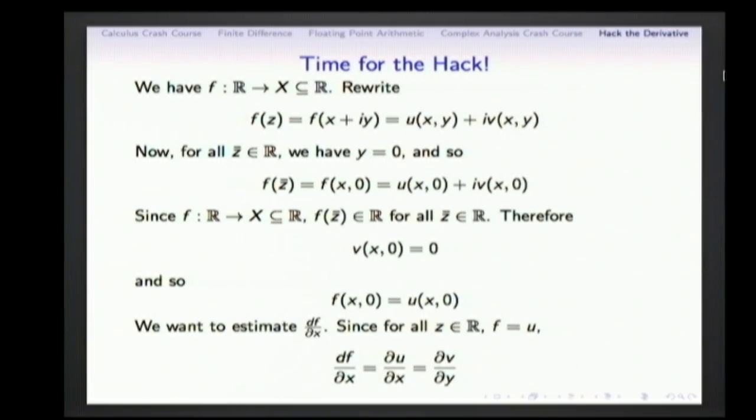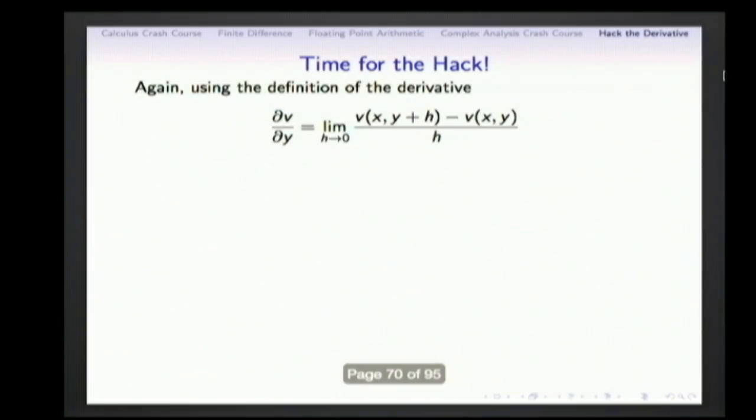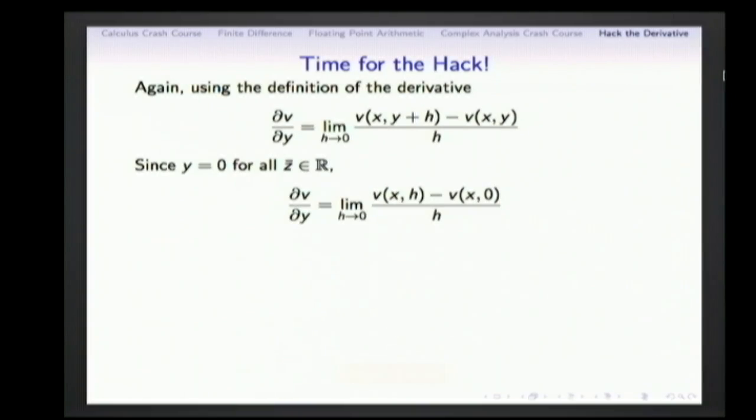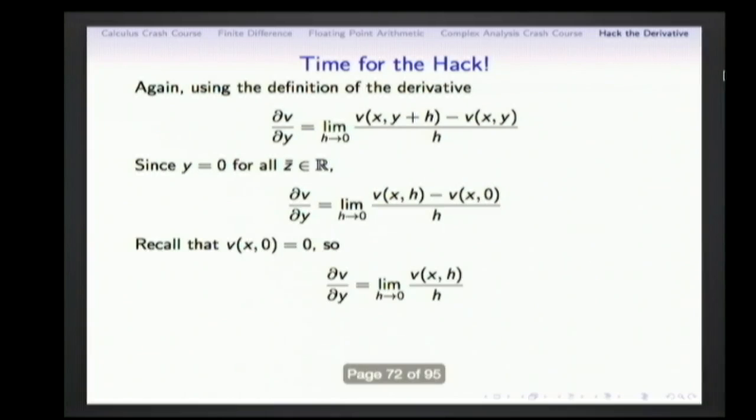And so we want to estimate the derivative df/dx. And so that is equal to du/dx, because we have this thing here, which is actually also equal to dv/dy because of Cauchy-Riemann. And so we go back and we can plug this in. We can use the definition of the derivative. And so we get this thing with the v's. And then we know that y is 0, so we can plug in our 0. And then the v part of x,0 is 0. And so we get to get rid of the subtraction.